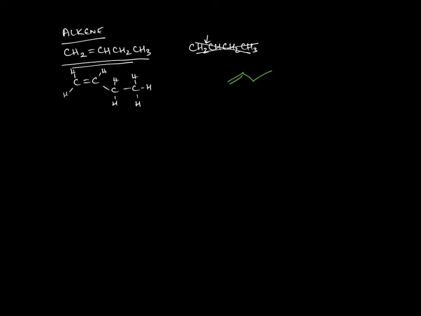So that's an alkene. An alkene, again, is just a hydrocarbon that has a double bond somewhere. Next is an alkyne. An alkyne is a hydrocarbon that has a triple bond somewhere. So in this case, I will draw out a molecule that has a triple bond right in the middle of a 4-carbon chain.